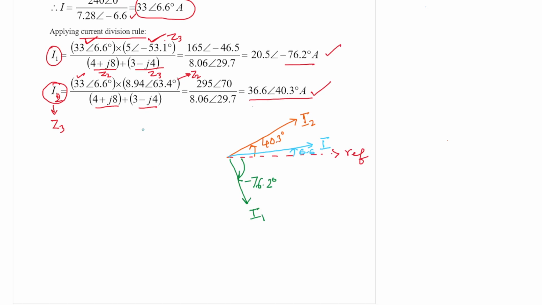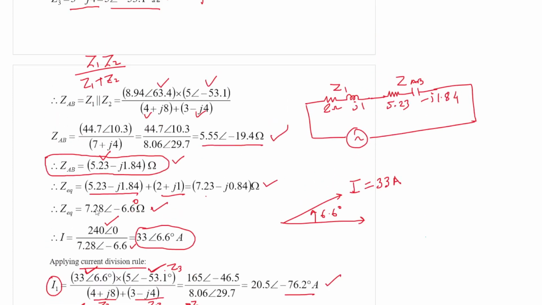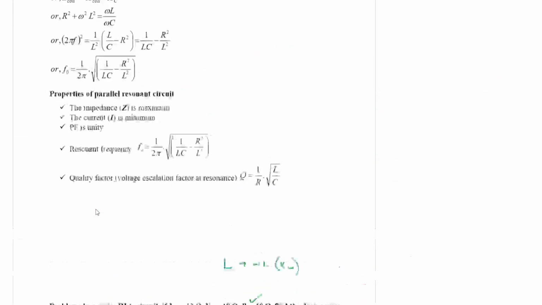So what is the current division rule? I repeat here. The current flowing through any branch is given by the total current multiplied by the impedance of the other branch, and in the denominator we have the sum of the two impedances. This is the rule, and we will see this rule more in the network theorem module in this course. Let us proceed to our next problem.